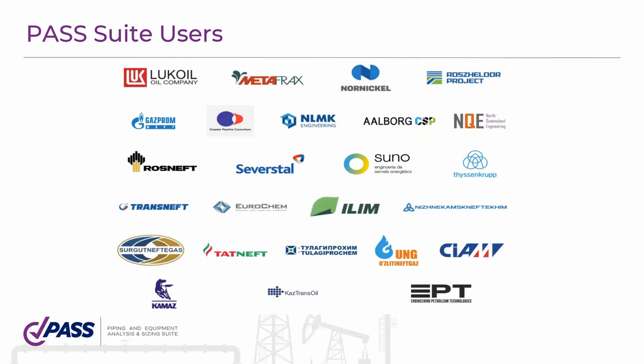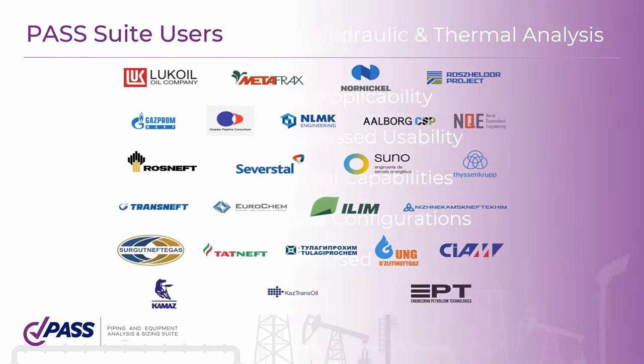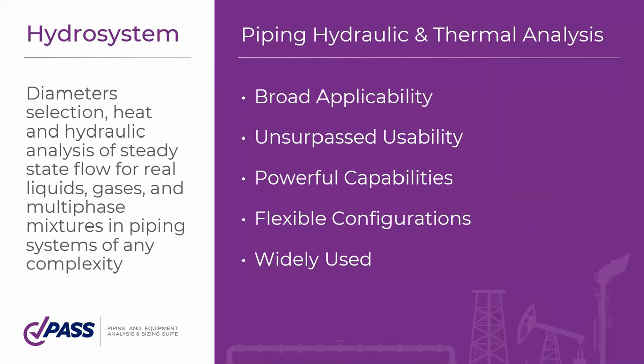These are only a few of our users who choose PAS software for designing and engineering. Speaking of HYDROSYSTEM, it is piping hydraulic and thermal analysis software, or what is usually called fluid flow analysis software. This program is designed for diameter selection, heat and hydraulic analysis of steady state flow inside pipelines for different types of fluids, for gases, liquids, multi-phase gas liquid mixtures, et cetera, in piping systems of any complexity.